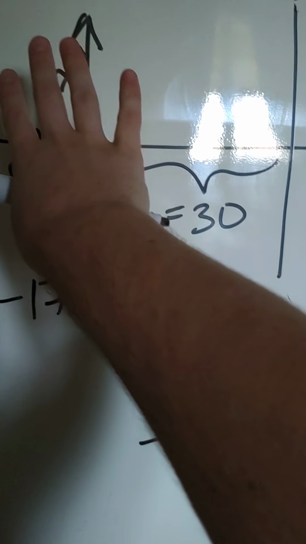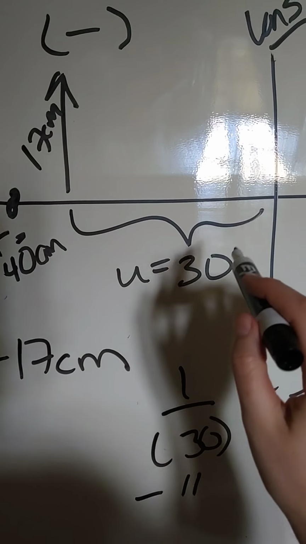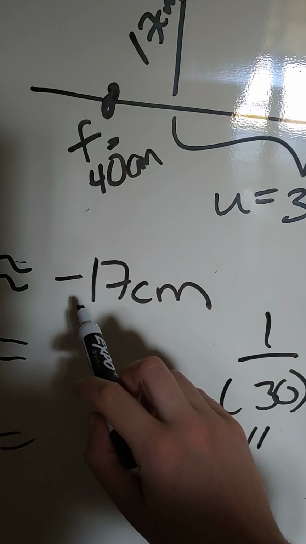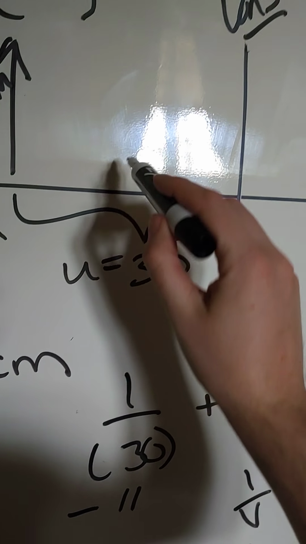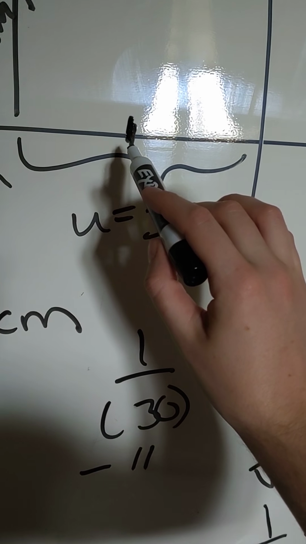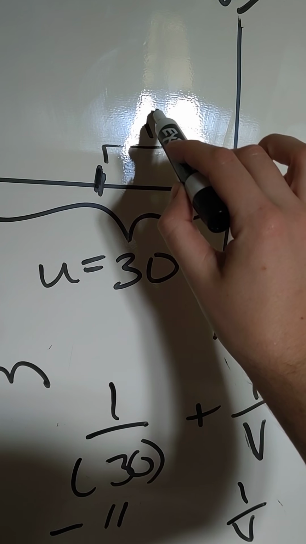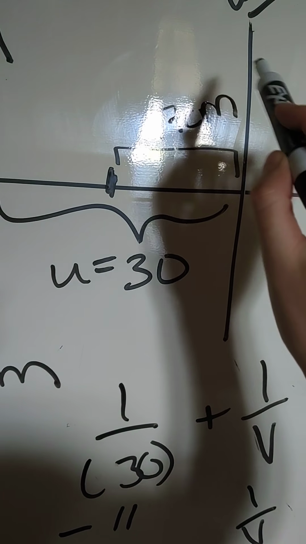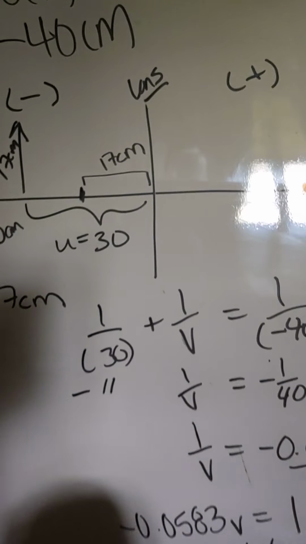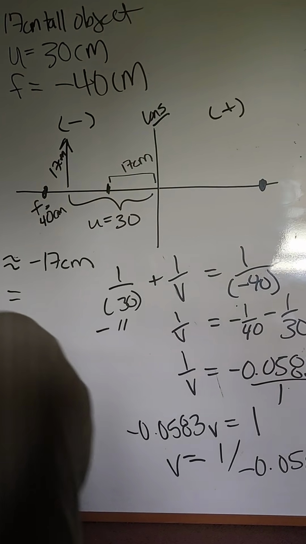So I think that's an interesting correlation, but we're going to ignore that. So minus 17 centimeters. If the object distance is 30, this is a negative, which means that it's on the left side, and that somewhere between where the object is and the lens, this image is located. So we're going to say that this is 17 centimeters. So this is what our picture looks like right now.